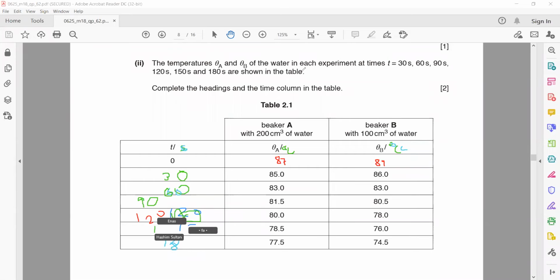So 0 is there, the starting of the experiment, then 30, 60, 90, 120, 150, and then the last one is 180. So this was 30 and this was 90. So after a 30-second interval, the student is recording, and for the column heading, the unit of time is seconds, and temperature is Celsius, degree centigrade.